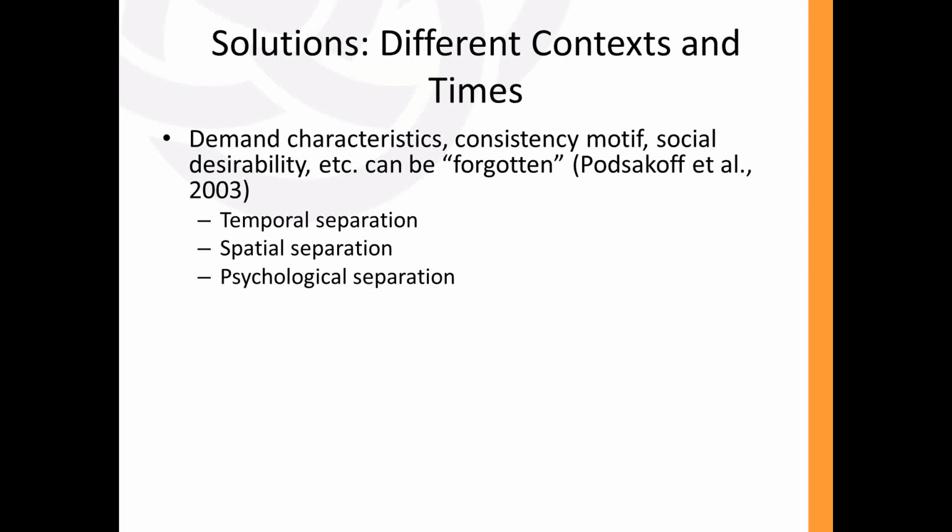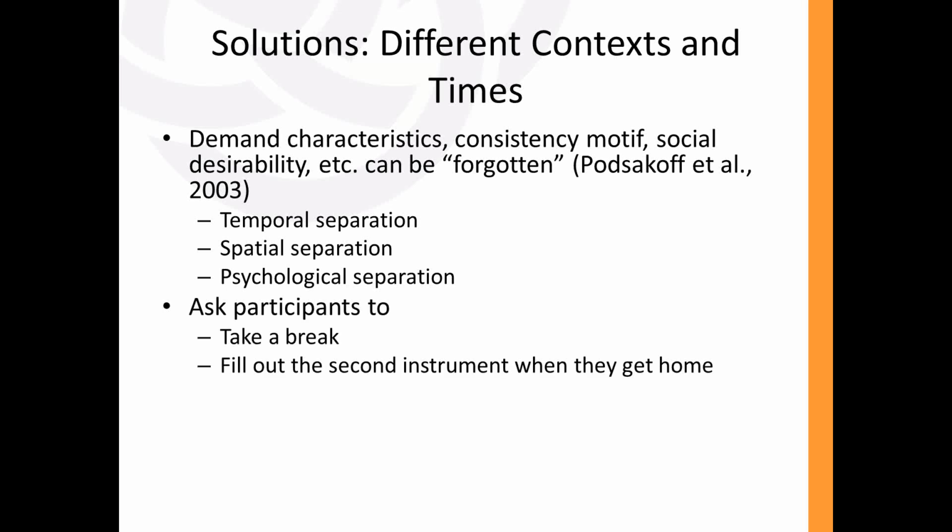The spatial separation piece, you can literally have people fill out a second instrument when they get home. The idea is that if you separate the context from the measure, you can often remove people's biases, because if they fill out measures at home versus at work, that can have implications independent of whether they're thinking they're being surveilled while they're filling things out, etc.